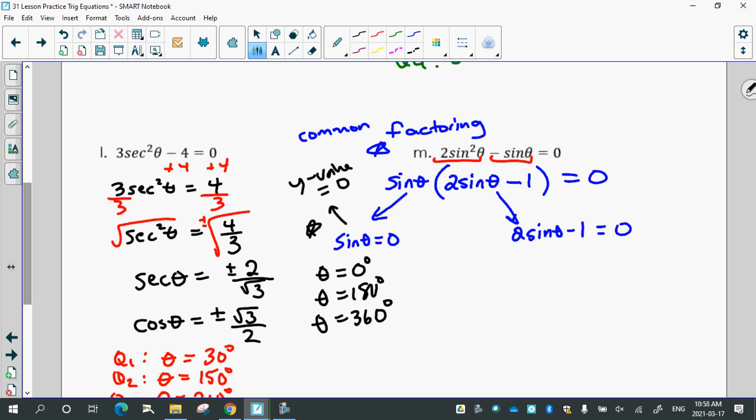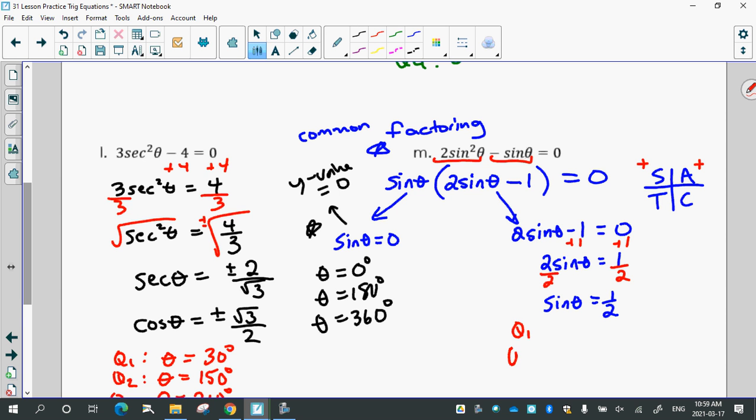Now I've got to work on this part and see how many more I get from this. So I would first add 1 to both sides, and divide both sides by 2. So sine theta is positive 1/2. So sine is positive here and here, so I should be expecting a quadrant 1 solution and a quadrant 2 solution. And I'm looking for where the y value, because it's sine, is 1/2. So that would be at 30 and 150.